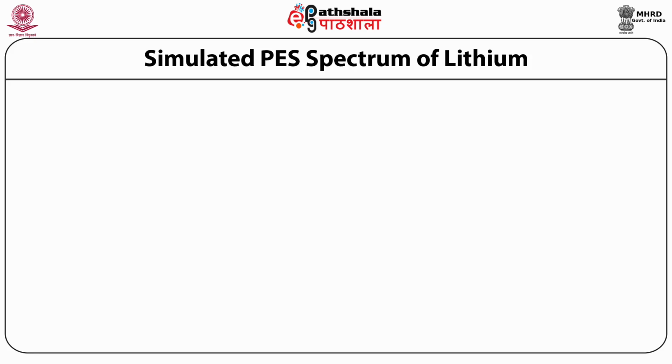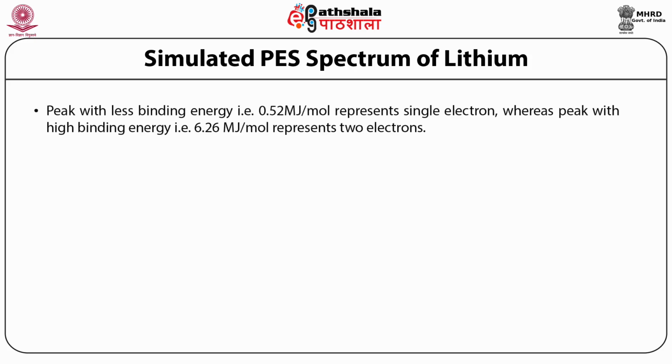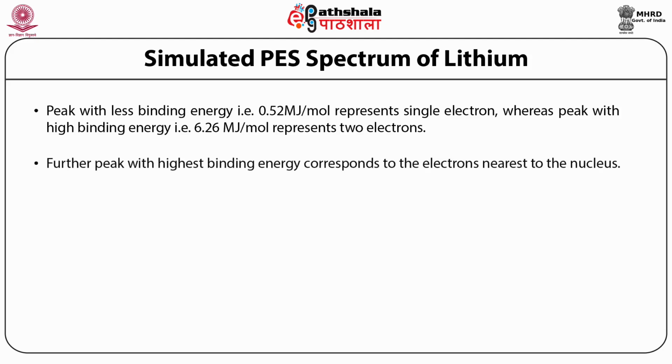We'll further go on to explain the energy contents in various sublevels. The peak with less binding energy, that is 0.52 mJ per mole, represents a single electron, whereas the peak with high binding energy, that is 6.26 mJ per mole, represents 2 electrons. Further, the peak with highest binding energy corresponds to the electrons nearest to the nucleus.